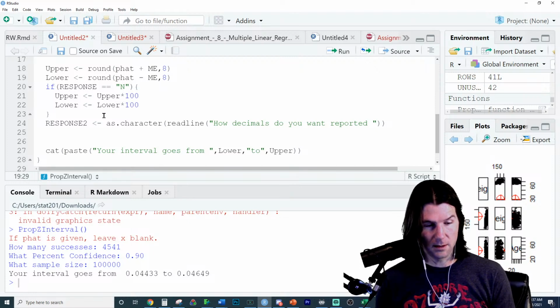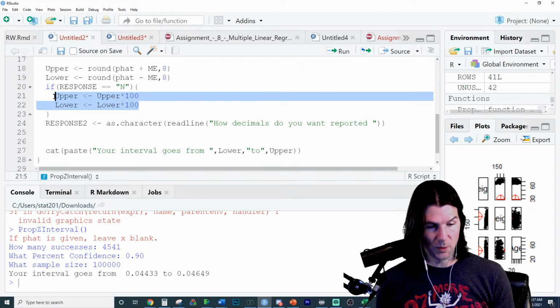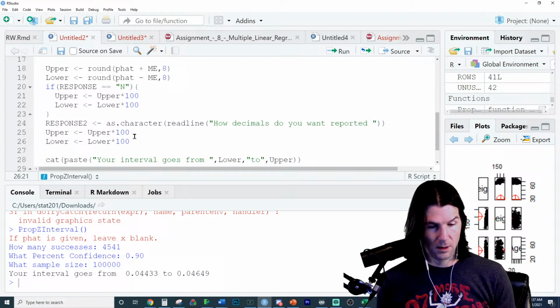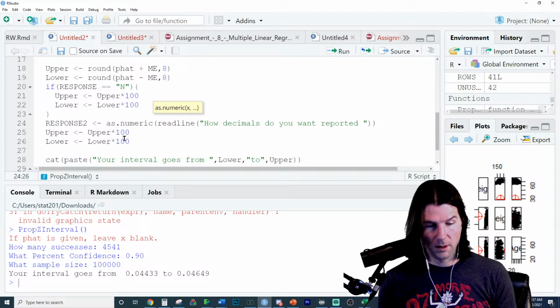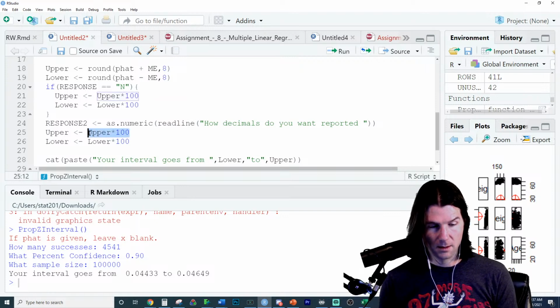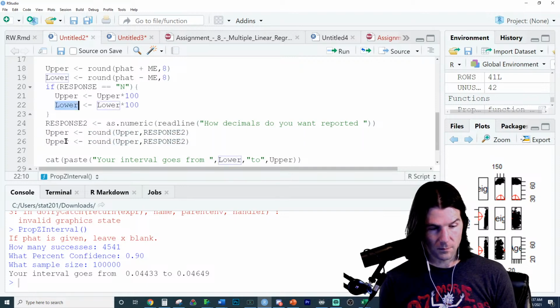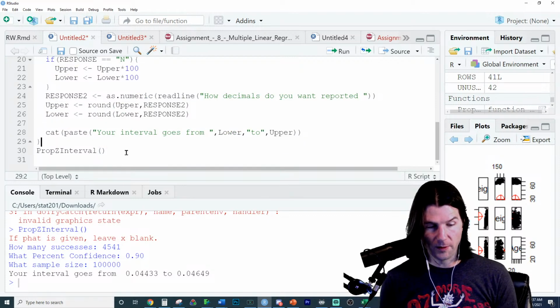So then we need to go here to upper and lower, and we're just going to run the code, and we want as.numeric for this. And then we run round upper, comma, response 2, store into, and then we'll see if this works. Okay. So now let's rerun the code.